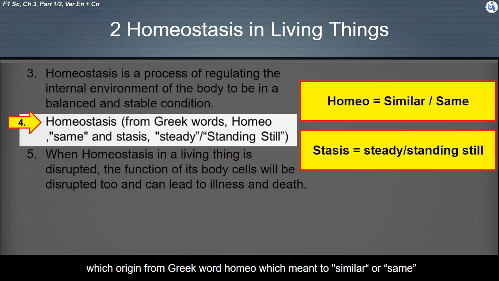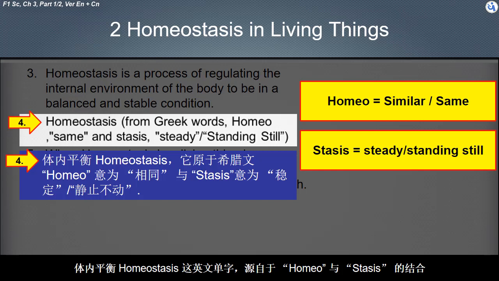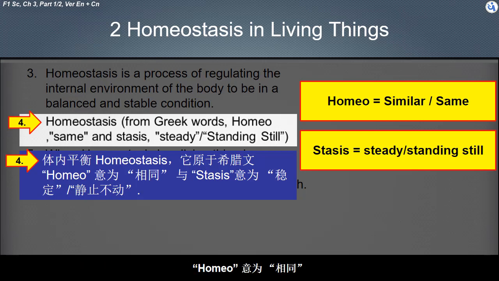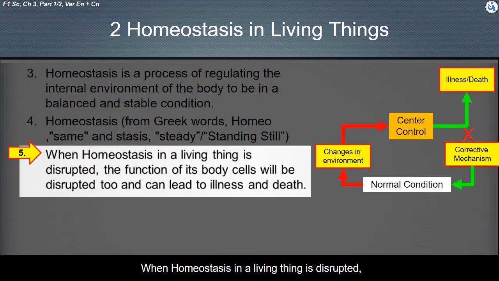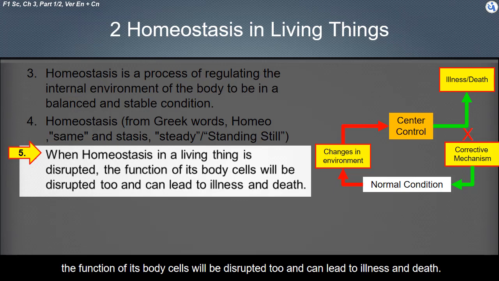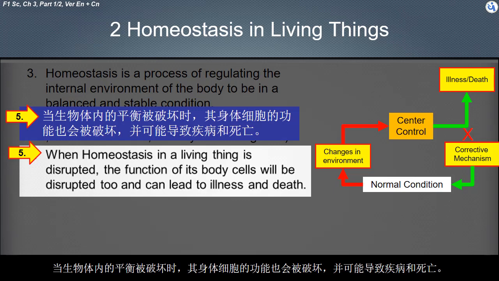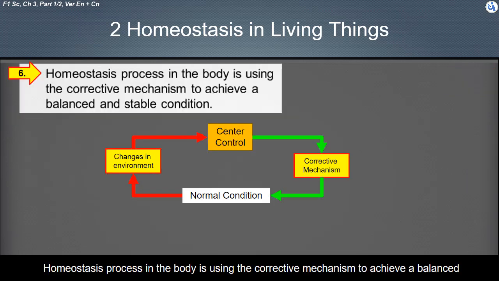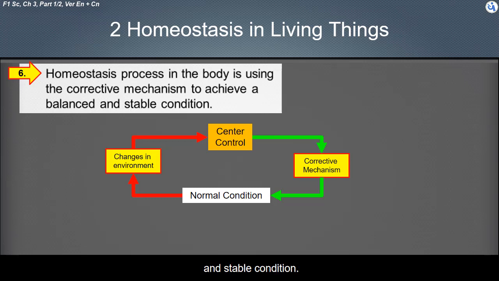The word homeostasis uses the combining forms of the words homeo and stasis, which originate from the Greek word homeo, which meant similar or same, and stasis meant standing still. When homeostasis in a living thing is disrupted, the function of its body cells will be disrupted too, and can lead to illness and death.